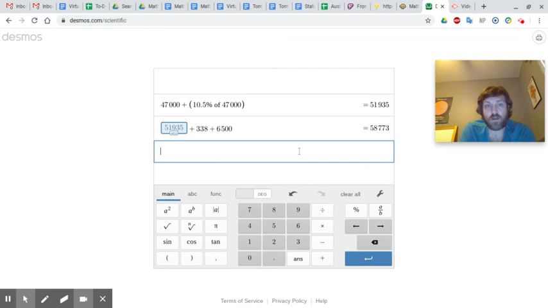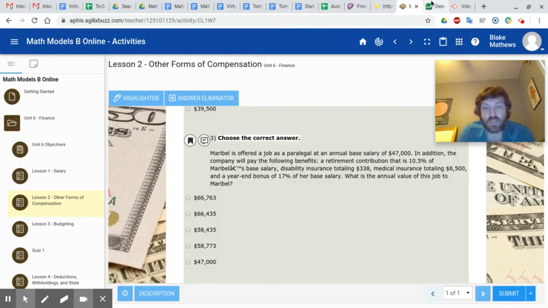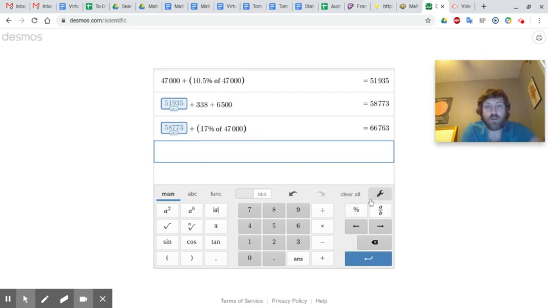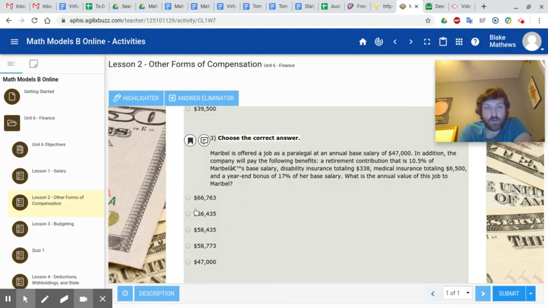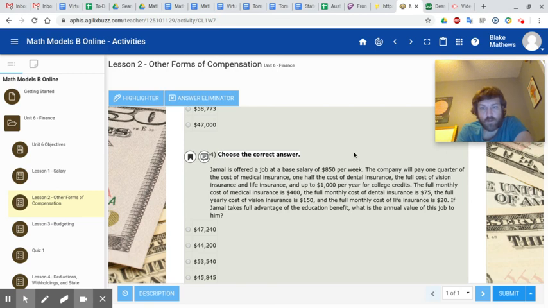So we got up to here. Now let's do the base salary. We're going to do answer plus, and it says 17% of her base salary. So 17% of what? Of her base salary, which was 47,000. And then that gives me 66,763. And that's right there. And so you see, all of this is just really problem solving and making sure you're multiplying everything by the right number.